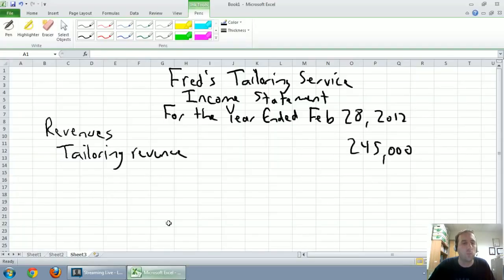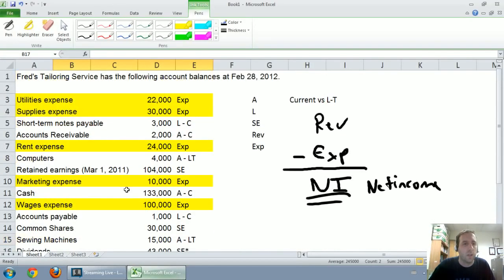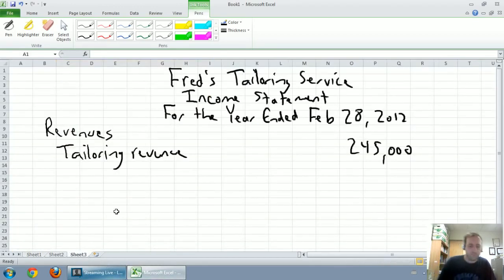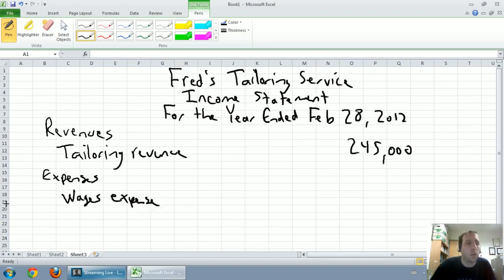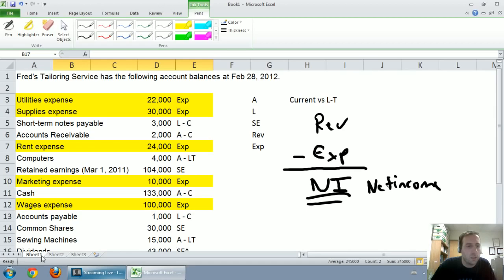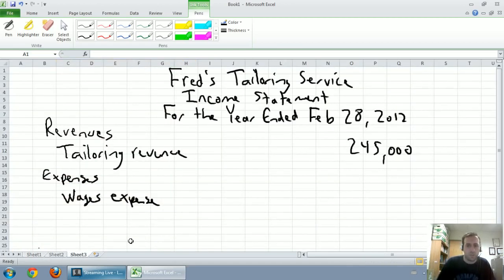Let's go to our expenses. Oops, back to the first page. And we've got the 5 expenses that are highlighted there. So I'm going to start with wages expense, and we'll work our way through them. So in terms of expenses, I've got first wages expense, and our company's wages expense was $100,000 even.